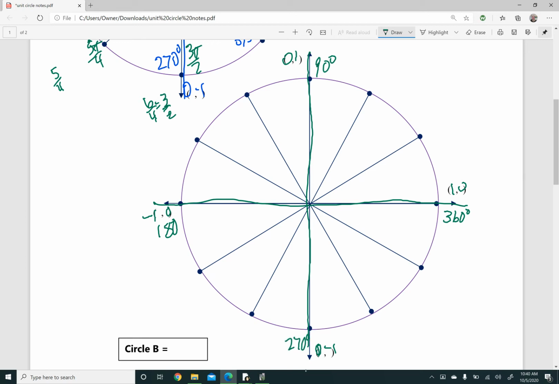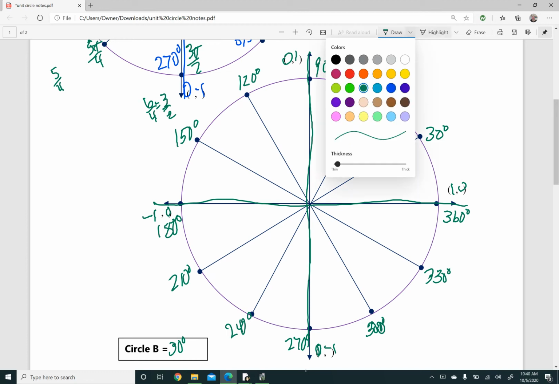Now, you'll notice that I split each of these quadrants now in thirds. So 90 degrees divided by 3 makes 30 degrees. So now we have 30 degrees, and we're going to count. This is our 30-degree circle. So we're going to count by 30. So 30, 60, 90, 120, 150, plus 30 is 180, 210, 240, 270, 300, and 330.